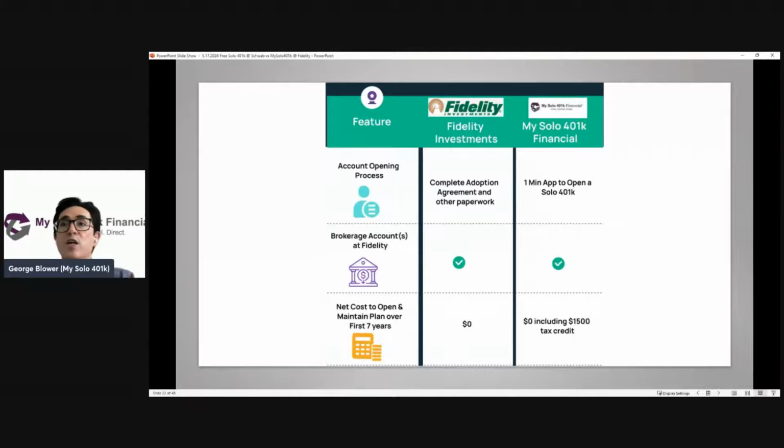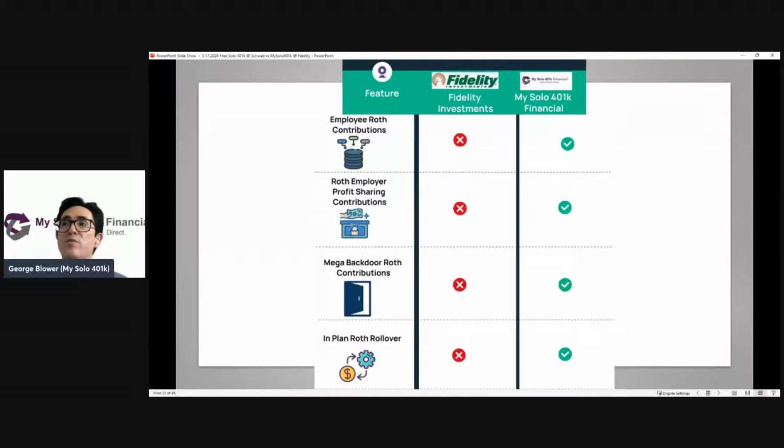If you've got, say, a husband and wife, both working in the same business, participating in the same plan, it's still just one plan, one fee. But as mentioned, our plan would make the self-employed individual eligible for $1,500 in solo 401k tax credits, which is going to more than cover the cost to set up and maintain the plan for the first 7 years. So the net cost is going to be zero over the first 7 years.